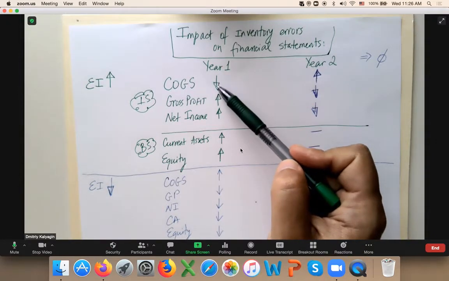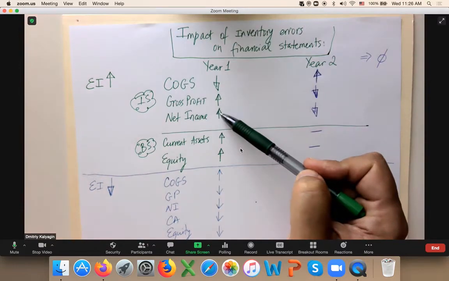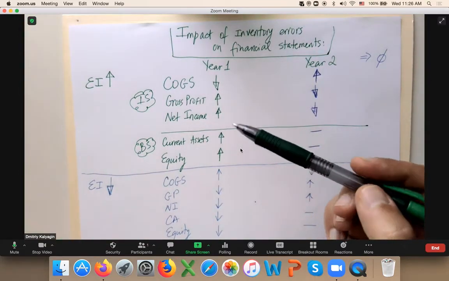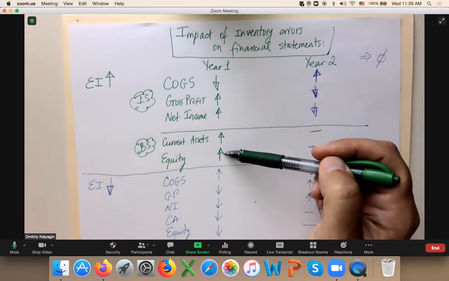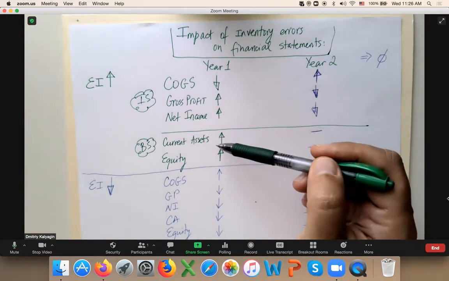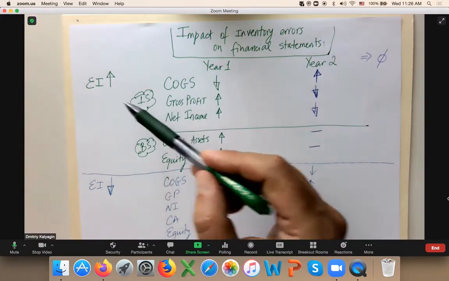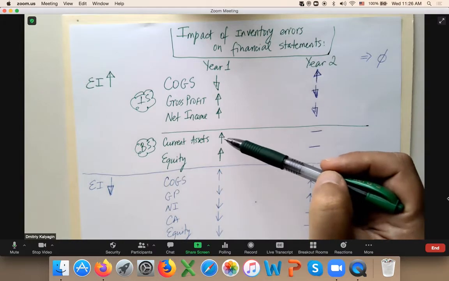If cost of goods sold is understated, then my gross profit is too high and my net income is too high, which leads to equity being too high. And of course, ending inventory is a current asset. So it's part of the current assets, so current assets will be too high.